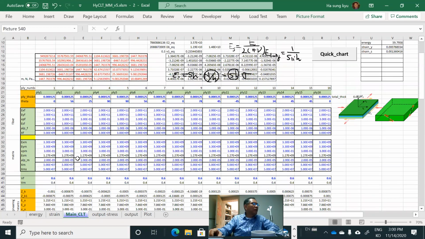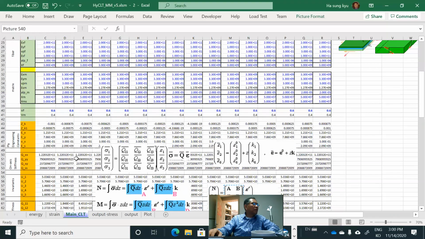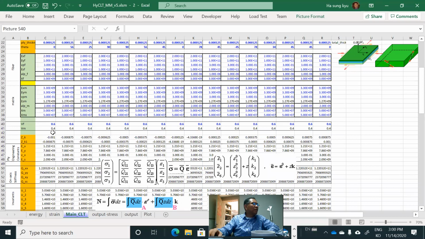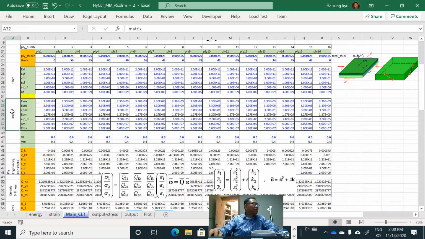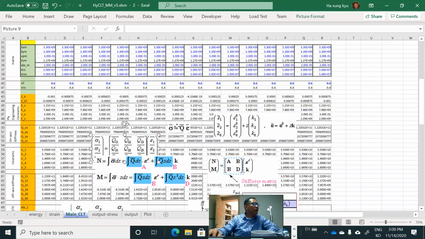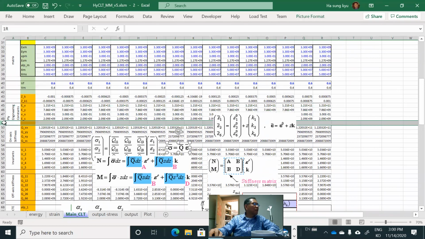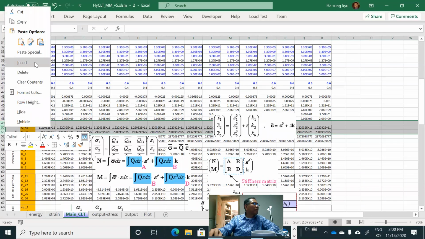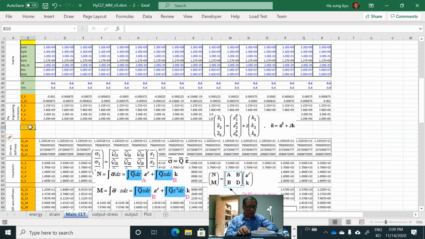Alpha S and alpha Y, we start from a fiber and resin property, and we have alpha F and alpha M, and we need to have a ply on-axis alpha X and alpha Y. So this is the right place to calculate alpha X and alpha Y.